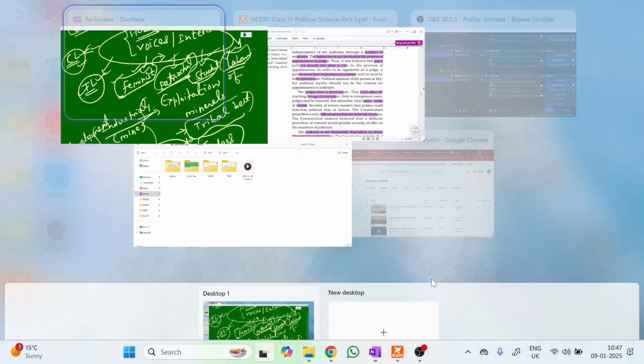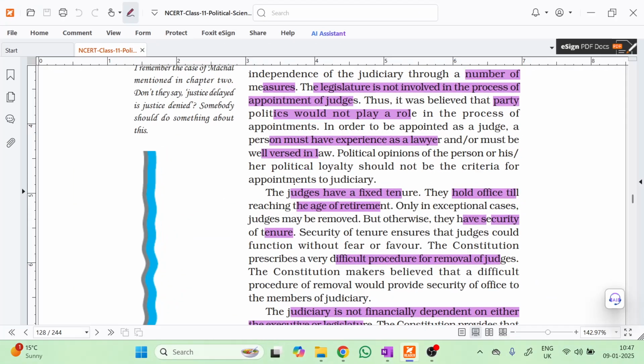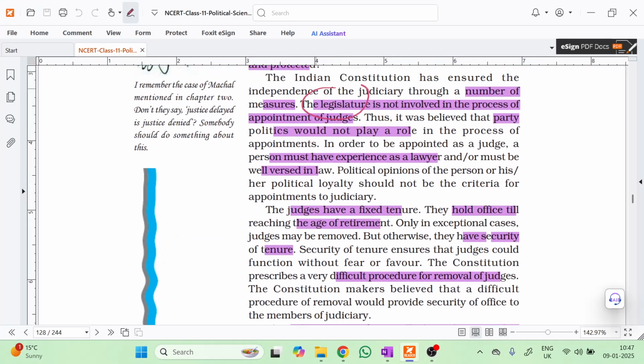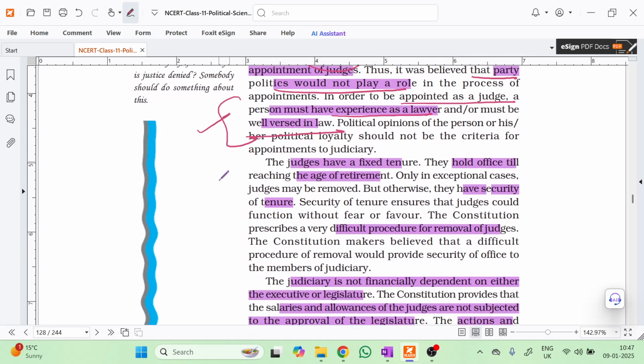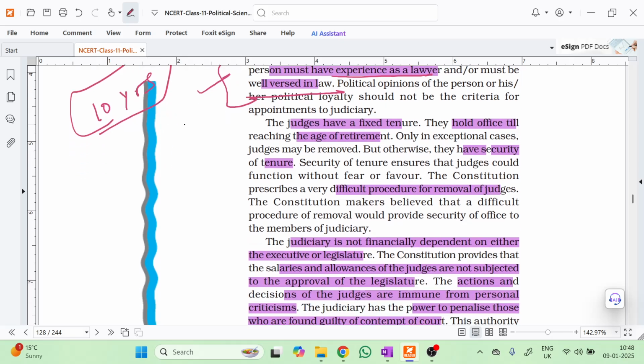So that is the reason for not involving the legislature, and also so that party politics would not play a role. Then, in order to be appointed as a judge, a person must have experience as a lawyer or must be well versed in law. And especially to be appointed as a Supreme Court judge, 10 years of experience is needed.